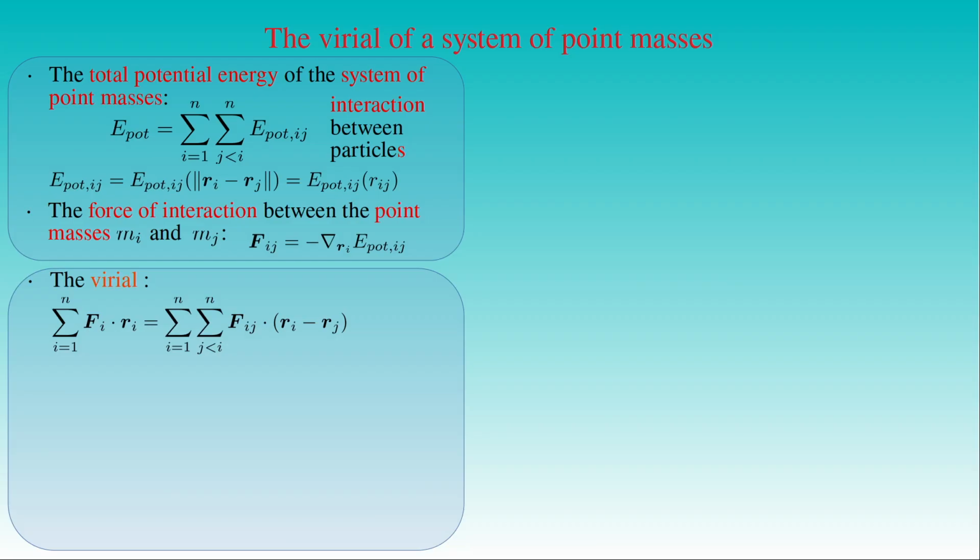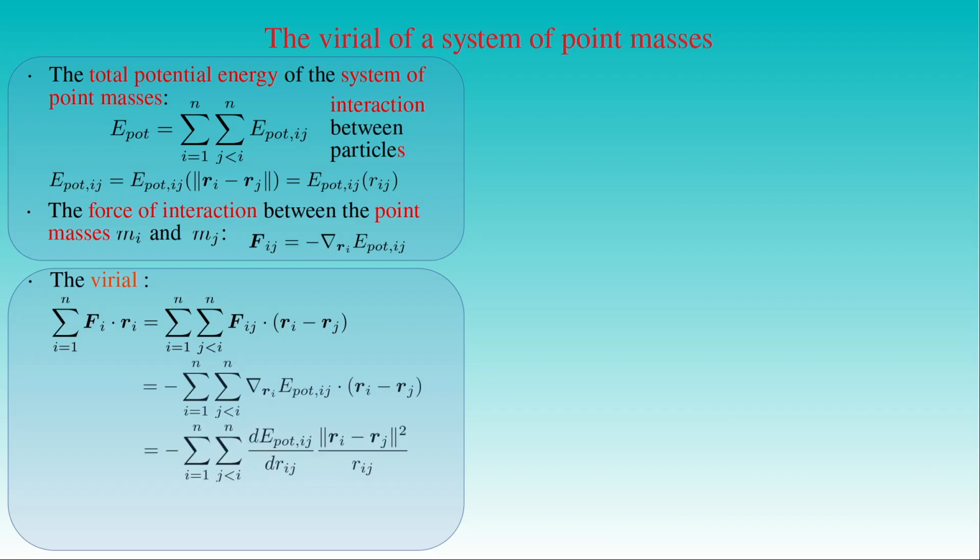Both of these relations will be applied when we determine the sum of the virial of a closed conservative system, which is expressed as the sum of the dot product of the interaction force F sub ij and the difference between the position vectors Ri and Rj, from i equals 1 to n and for j less than i. First, we insert the negative gradient of the potential energy of the interaction between two particles, and use the chain rule by writing the gradient of the potential energy depending only on the distance R sub ij as its derivative with respect to R sub ij, times the difference between Ri and Rj over R sub ij.